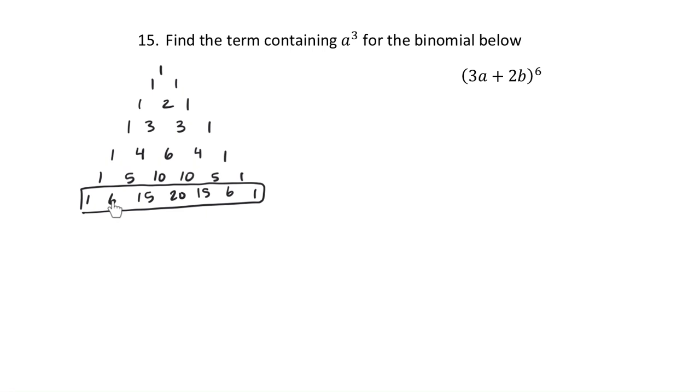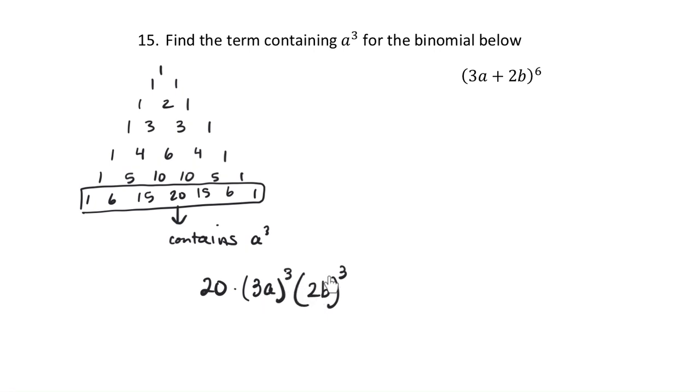This term would have an a to the 5th. This term would have an a to the 4th. So it's this term right here that contains a to the 3rd. So we know it's going to be 20 as a coefficient, and then it's going to be now this term 3a raised to the 3rd power, so it's going to be 3a raised to the 3rd, and then we're going to have 2b also raised to the 3rd.